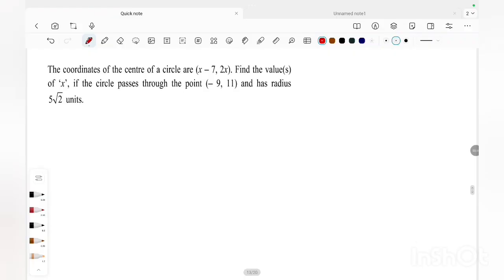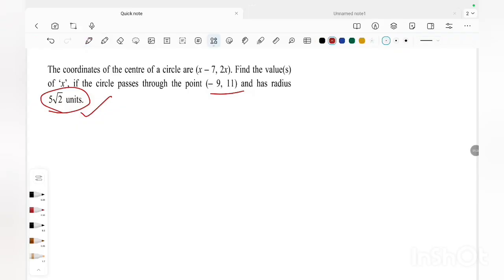The coordinates of center of circle are x minus 7, 2x. Find the values of x if the circle passes through the points -9 and 11 and has the radius 5√2 units. Okay, what we are going to do in this: we have a circle in which the coordinates of center are given to us. One extreme point coordinate we will take through which the circle is passing, that is -9 and 11. Radius is given to us. We have to calculate the value of x.